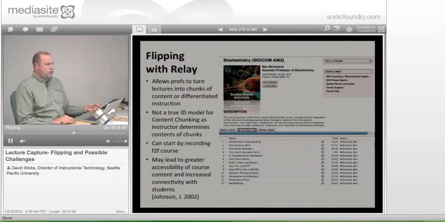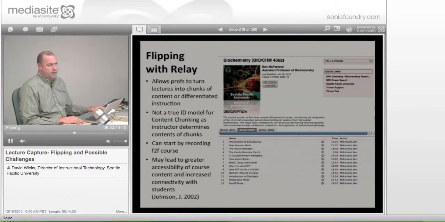It isn't a true instructional design model. The question is, do they have drop-off in attendance? And different professors have different levels of interest or concern about that. So when we get to that, let's talk about that in more detail, because that is one of the first questions, and there's definitely research both ways.